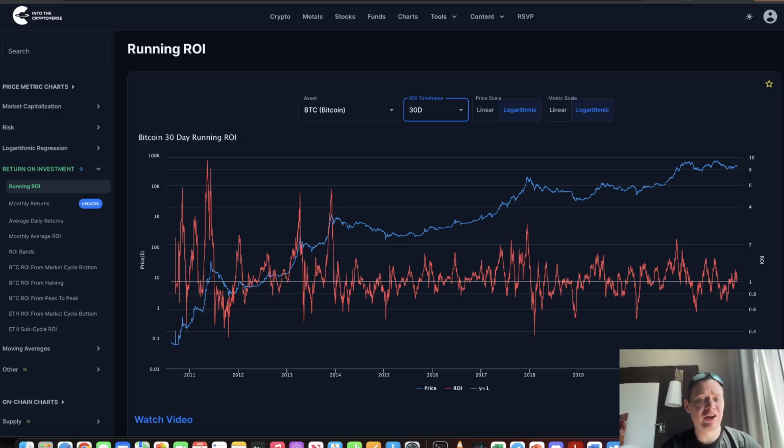Now, when you look at the 30-day ROI, one of the things you'll notice is that it's all over the place. And one of the things you can look at on the secondary y-axis is the ROI on a logarithmic scale. And you'll notice that even on the 30-day ROI, we can still occasionally experience a 2x in the return on investment of Bitcoin. It actually happened back in January of 2021.